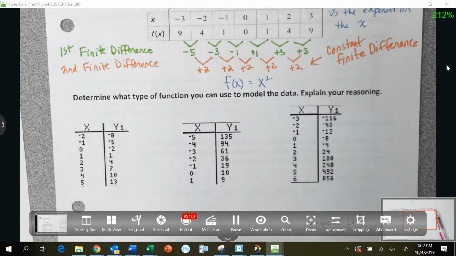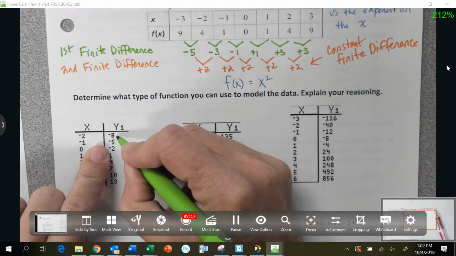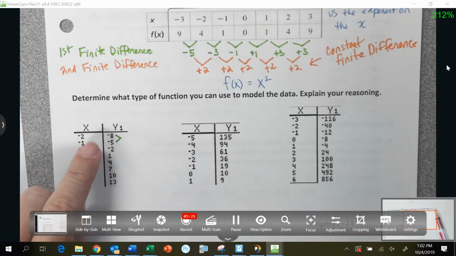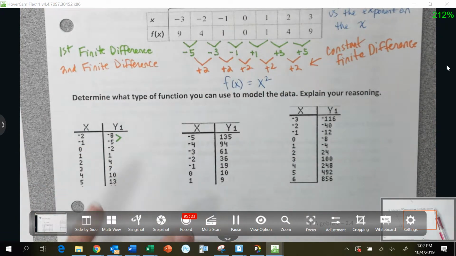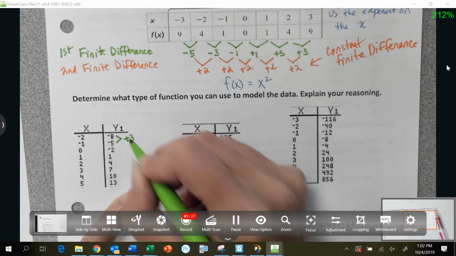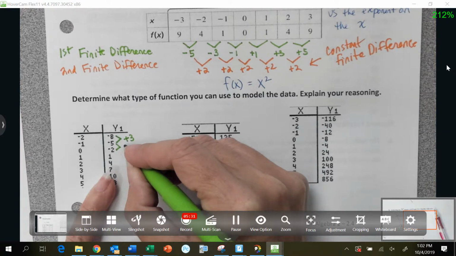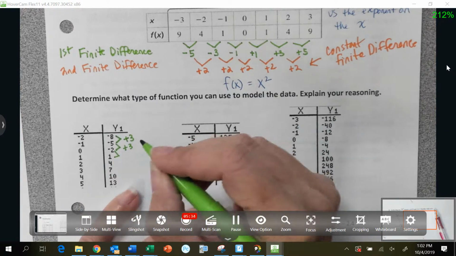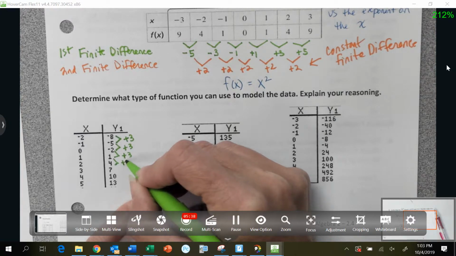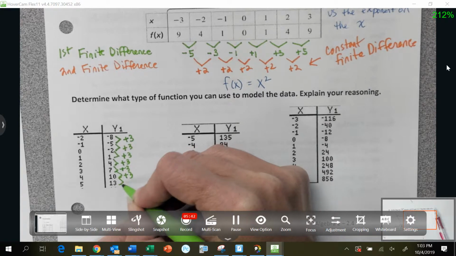Let's see. We're going to input our x's. Those are all equally spaced. So we're going to look at our y values, and we're going to go from -8 to -5. How do we get from -8 to -5? I'm going to add 3. We're getting bigger. -5 to -2. Plus 3. -2 to 1. Plus 3. 1 to 4. 4 to 7. 7 to 10. 10 to 13.